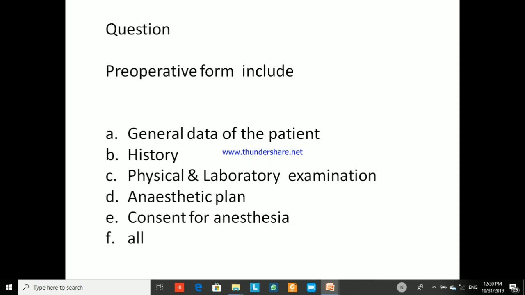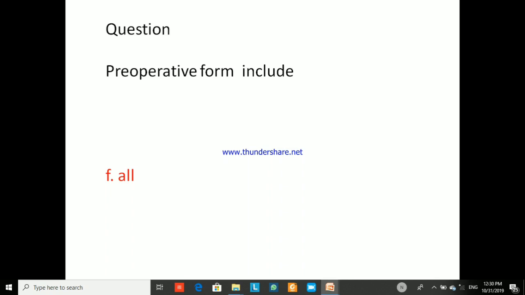Question. Preoperative form includes general data of the patient, history, physical and laboratory examination, anesthetic plan, consent for anesthesia. All. Question. Preoperative form includes: F. All.